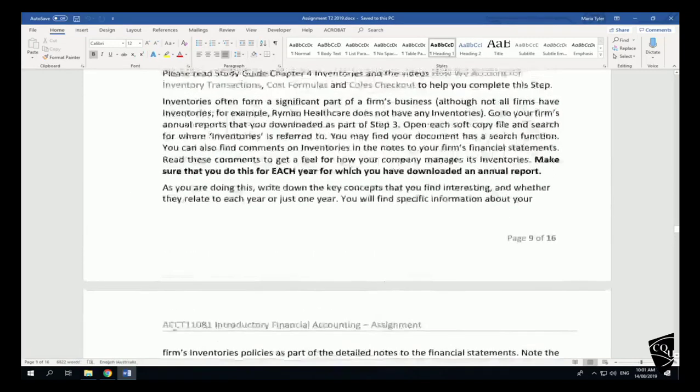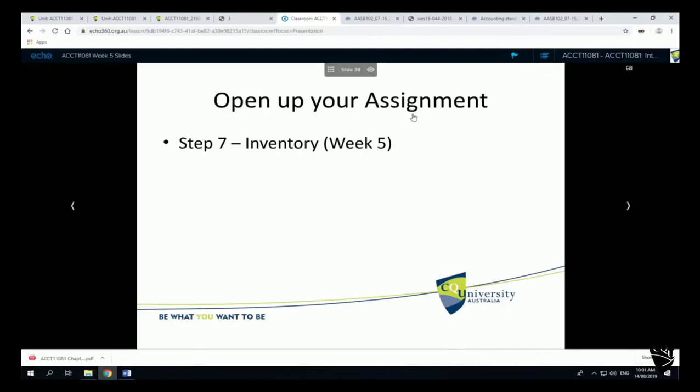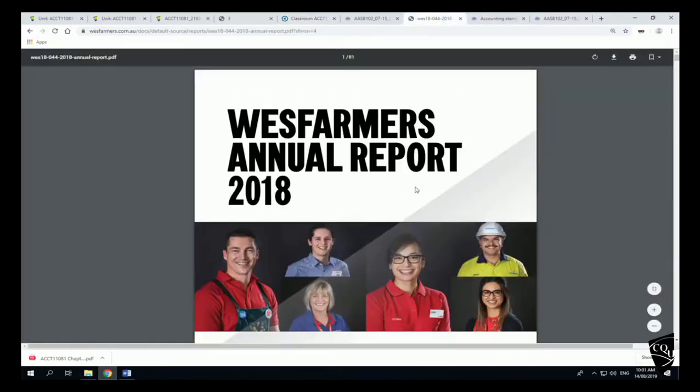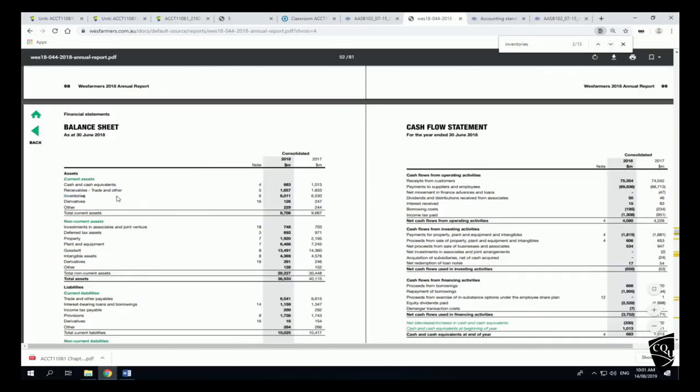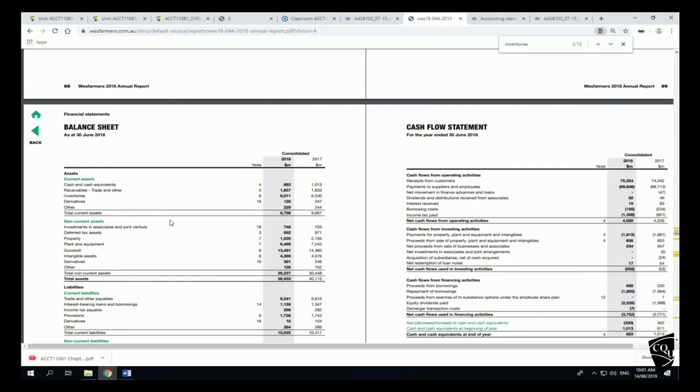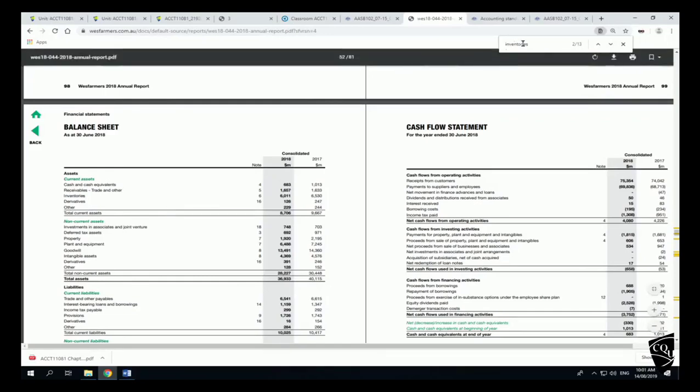So if I was to start doing this for Wesfarmers, I would go to my Wesfarmers annual report and Control F, type in inventories and hit search and see what happens. Okay, here we go. It's brought me to the balance sheet already. Now, I'm lucky. It just happened to be the word I typed in.